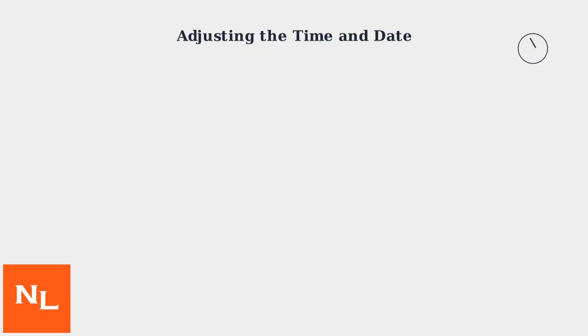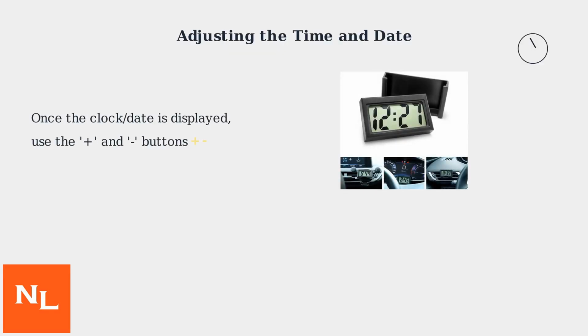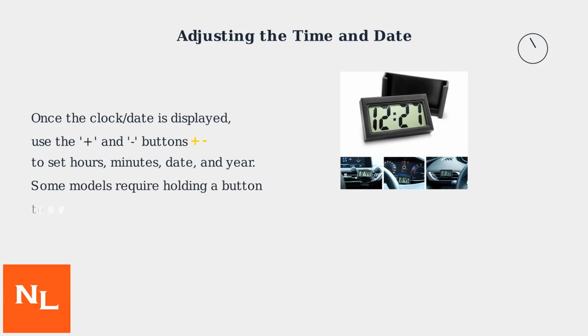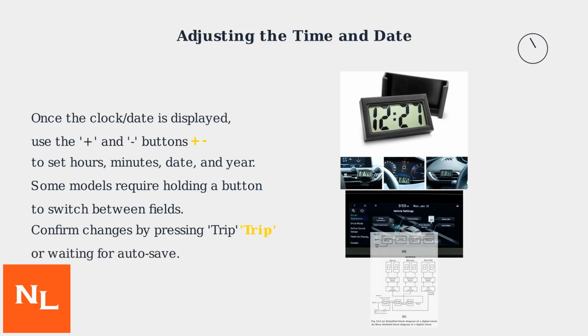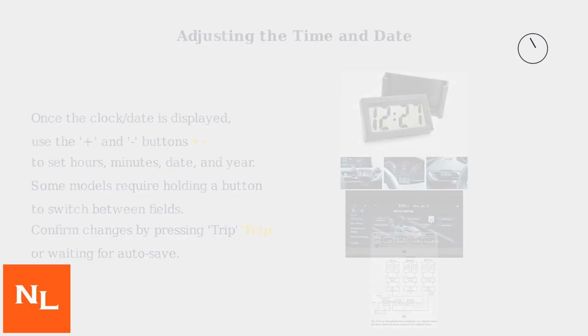Once the clock date is displayed, use the plus and minus buttons to set hours, minutes, date, and year. Some models require holding a button to switch between fields. Confirm changes by pressing trip again or waiting for autosave.